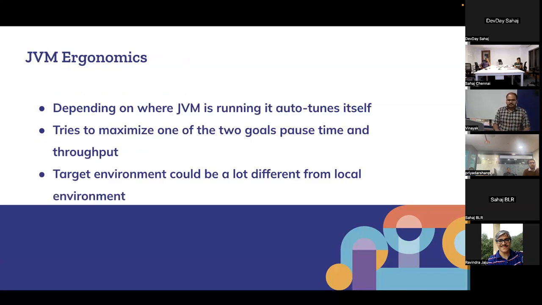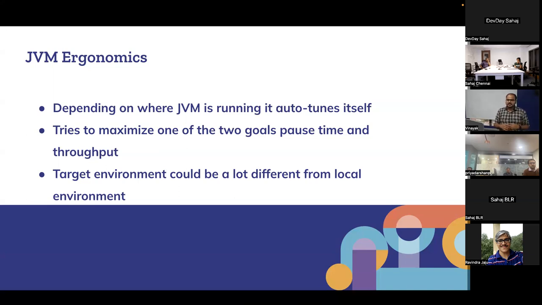Then there is something called JVM Ergonomics. Depending on where the JVM is running, it auto tunes itself. Let's say I'm running on my machine, it will have different parameters as compared to running in a container. That is where ergonomics comes into the picture, where depending on the environment, it auto tunes itself. We'll see one of the demos. It tries to maximize one of the two goals, pause time and throughput, those two goals that we saw earlier.